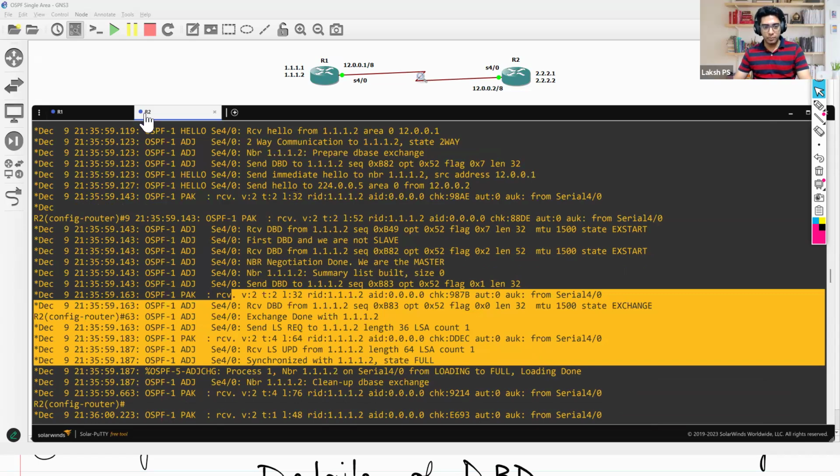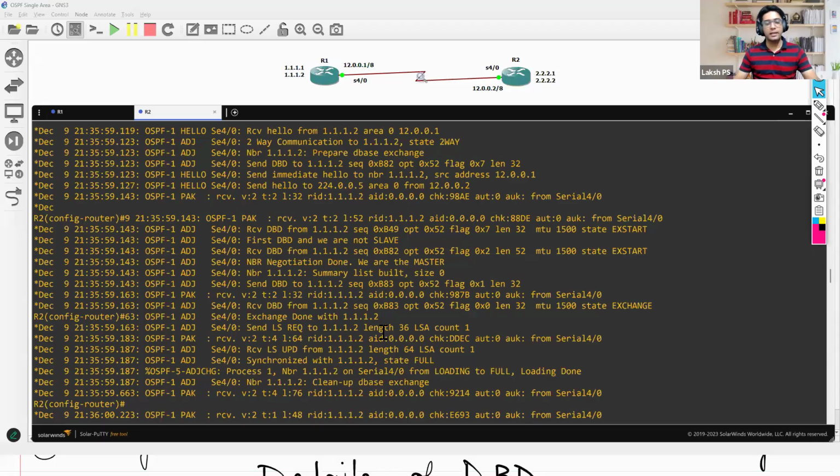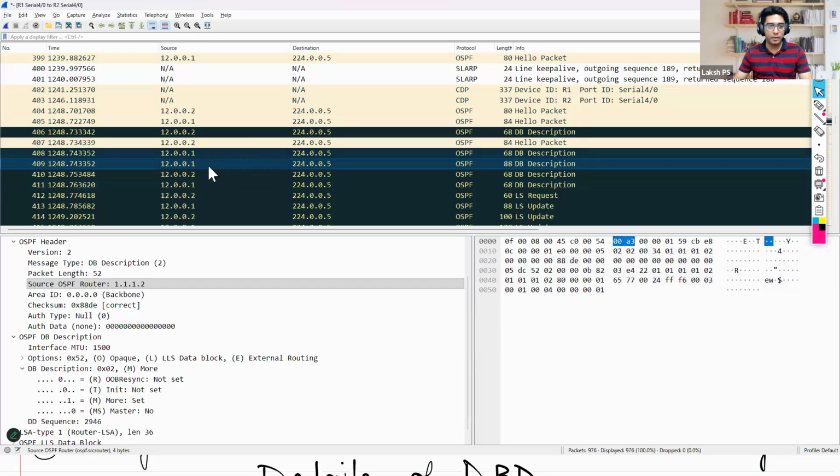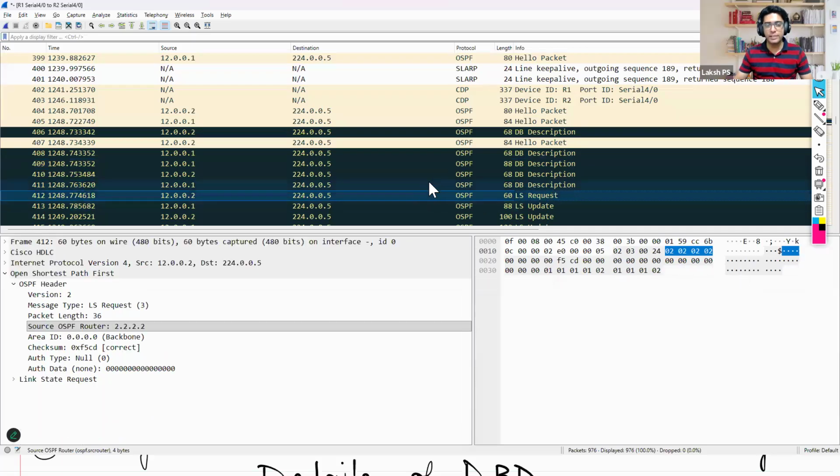We are checking on R2. Please remember, we are checking on R2. Since R2 is the master, R2 is sending its own DBDs, and in response, it is receiving R1's DBDs as well. And we can see that over here. This is what is happening. R1 and R2 are exchanging the DBDs with each other.